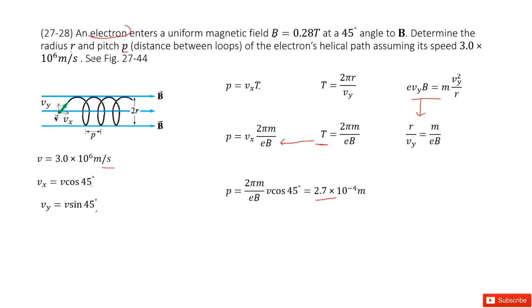The next one determines the radius. This one is simple, right? From this term, you can see you get R equal to m over eB times Vy. Vy is V times sine 45 degrees. Input the quantities, and you get the answer by yourself.